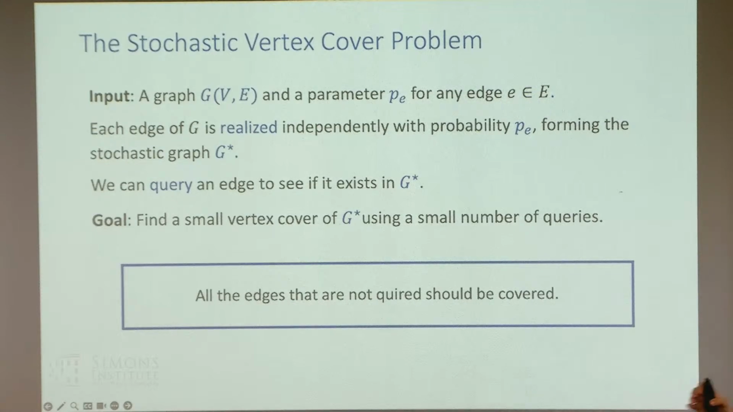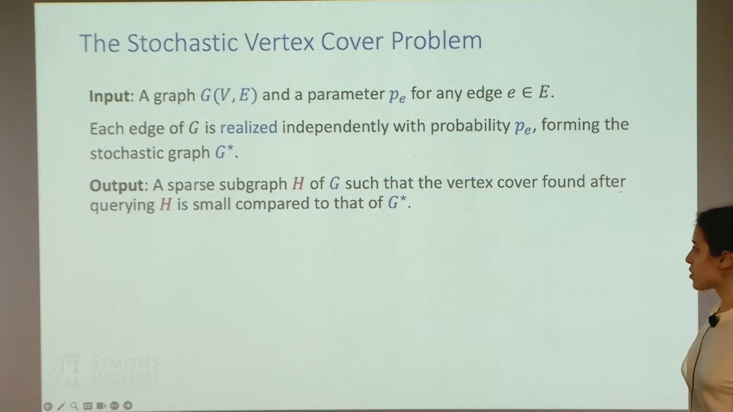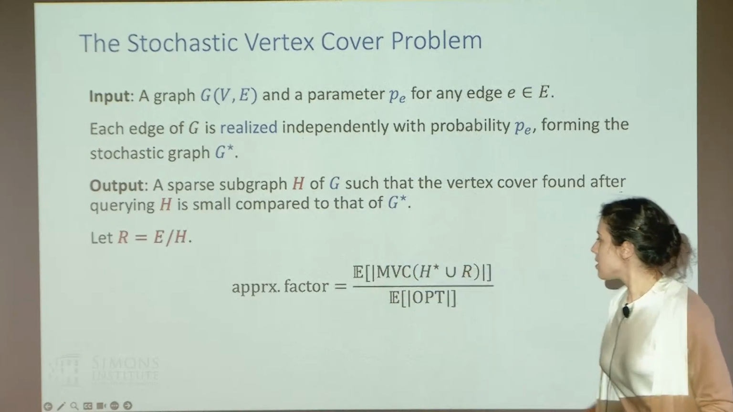Something that's kind of special about minimum vertex cover is that if I don't query an edge, I have to cover it, right? Because I want to make sure that my solution is a valid vertex cover. So if I don't query an edge, it should be covered in the final solution. So basically, I need to pick a sparse subgraph of my base graph, such that after querying that, the solution is not too large.